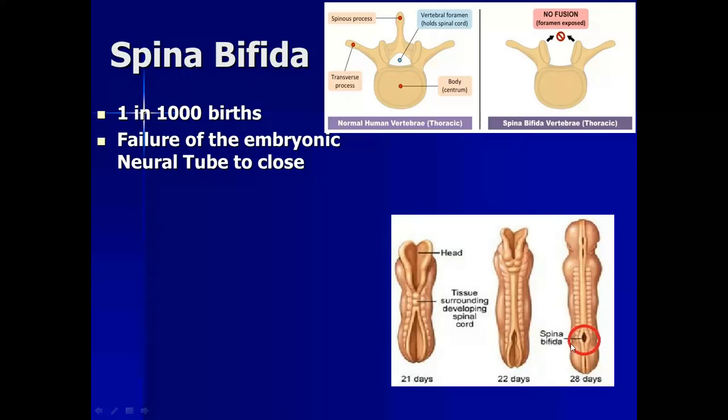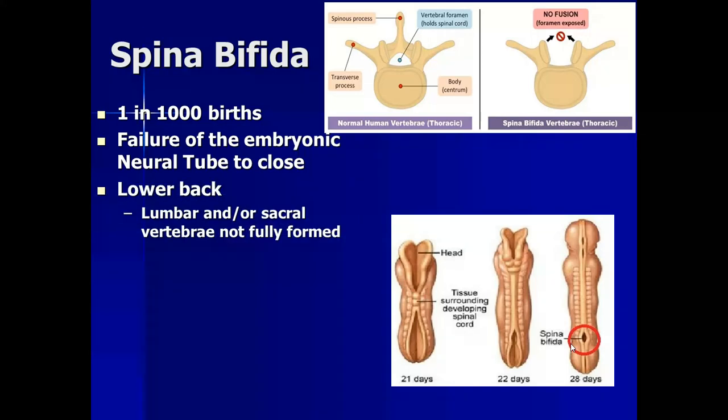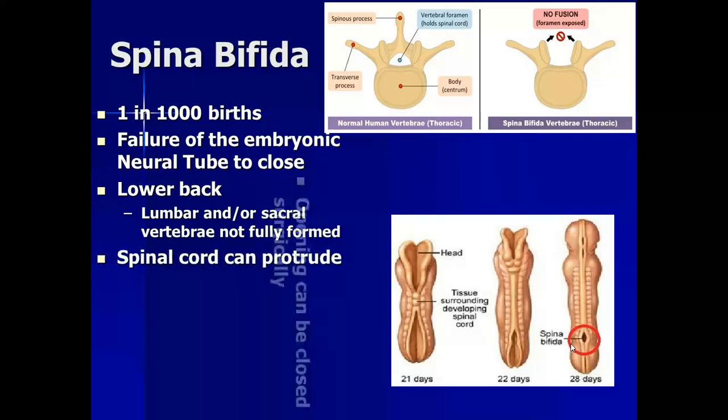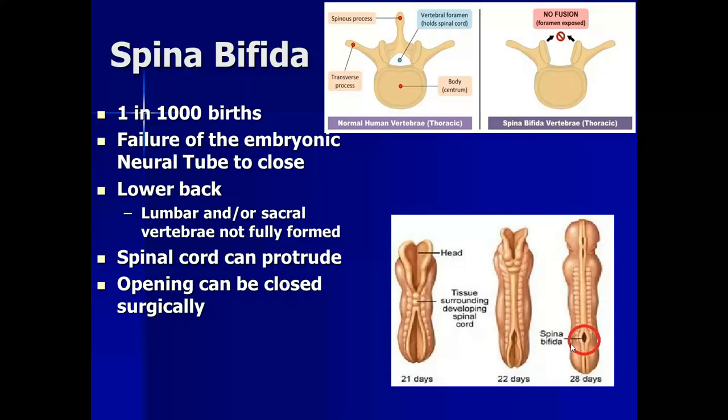So the vertebral process doesn't fuse, and what happens here? It leaves the spinal cord and the nerves exposed and prone to damage. We'll show you a couple of pictures in just a second. So there we are, lumbar and sacral in an advanced state. The spinal cord protrudes. The opening can be closed surgically.